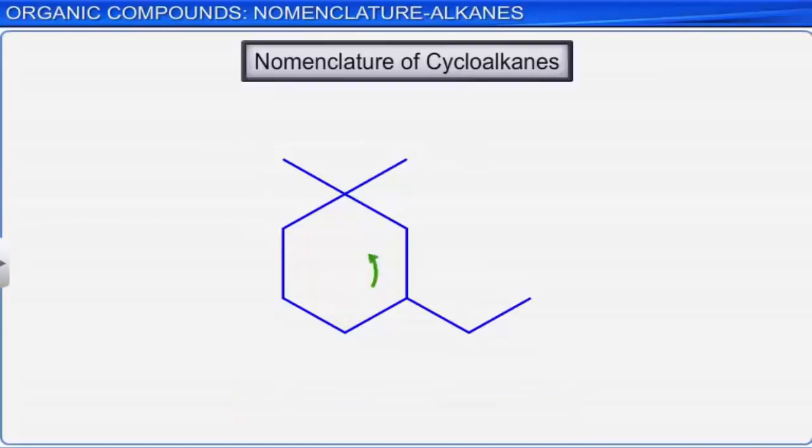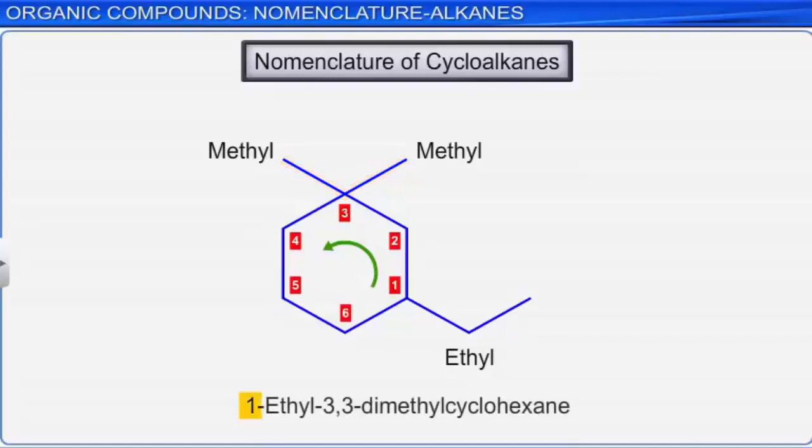If the compound is numbered from left to right, then 2 methyl groups are attached at the 3rd position. This means that the more branching is at the 3rd carbon atom, and the name of the compound would be 1-ethyl-3,3-dimethylcyclohexane. This is incorrect.